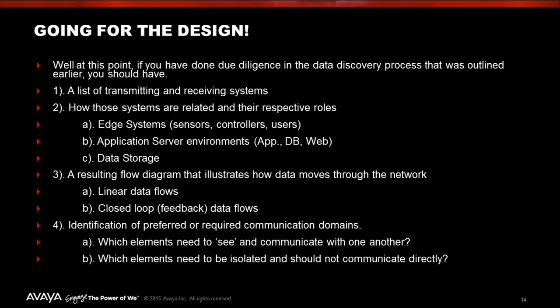A resulting flow diagram. You should be able to illustrate how the data moves through the network, whether you're dealing with a linear flow or a closed loop flow. And right now, at this point, you should be able to determine that with a good degree of confidence. And then finally, you need to look at, and again, this is in dialogue with the system experts, identified, preferred, or required communication domains. And really what that means are what elements need to see and communicate with one another, and which elements need to be isolated and should not communicate directly. Once you have this information, you should be able to start to design a VSN type of implementation to support the data footprint environment. And keep in mind at step number 4, if you're dealing with those types of questions, you're probably dealing with a looped tiered automation footprint.